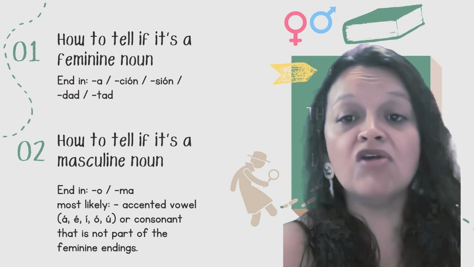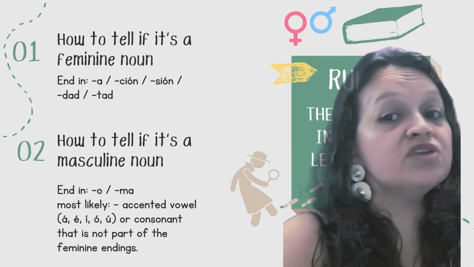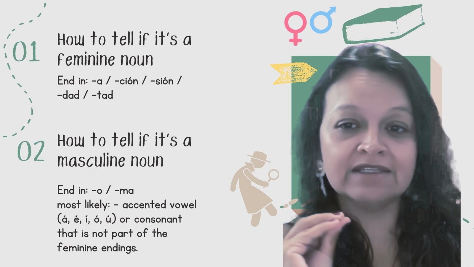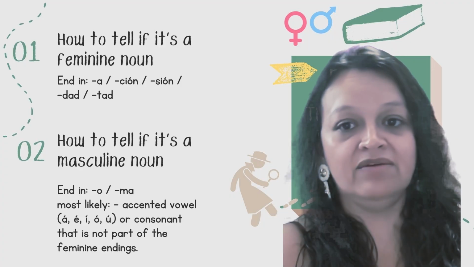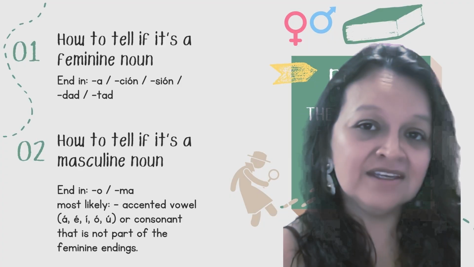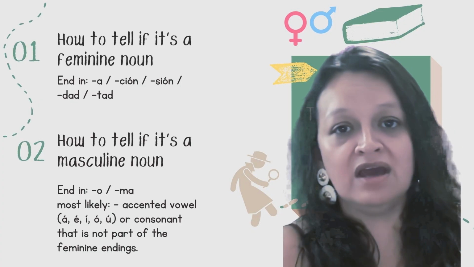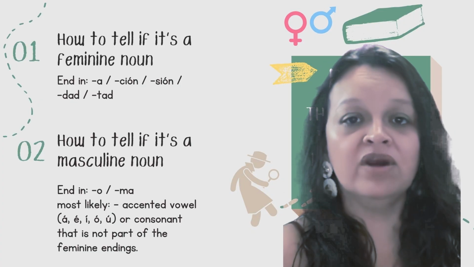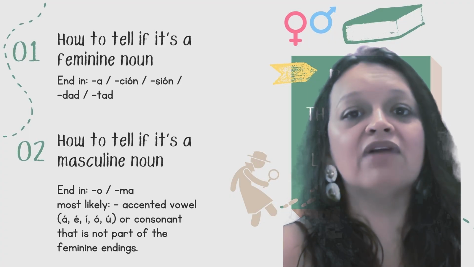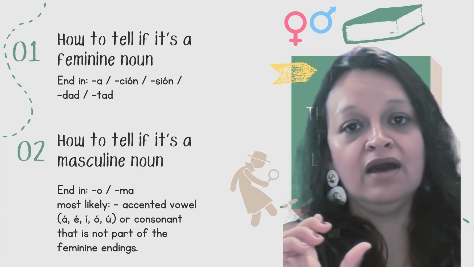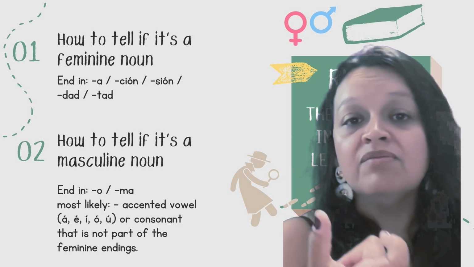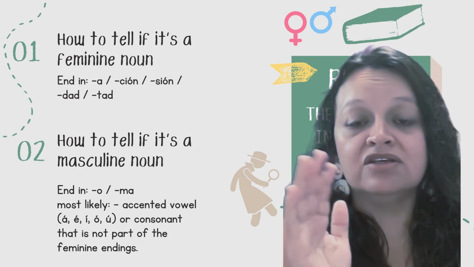So there are rules, and the clue is in the last letters of a noun. What a noun ends in gives you the clue if it's a feminine noun or a masculine noun. When I mean what it ends in, I'm talking about the last letters of the noun, whether it's one letter or a combination of letters. And here are the rules.